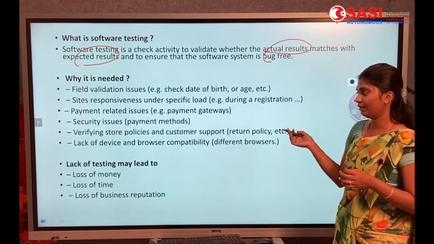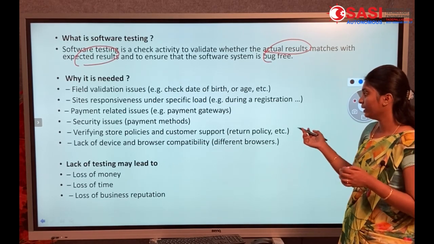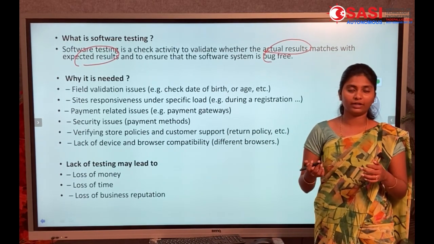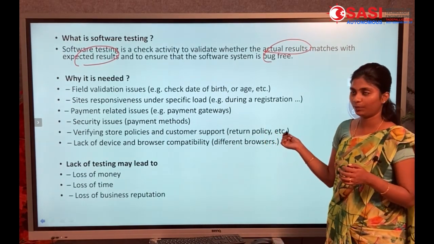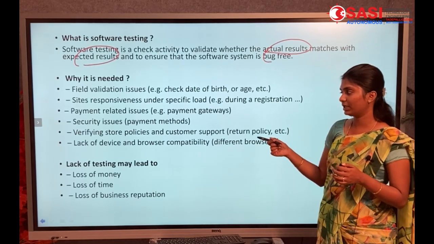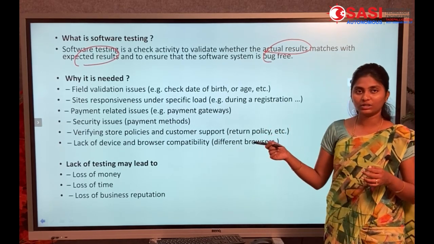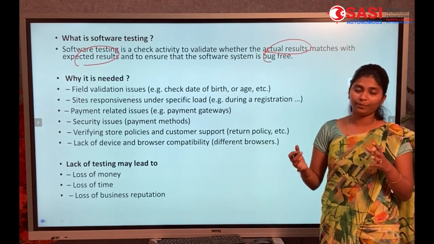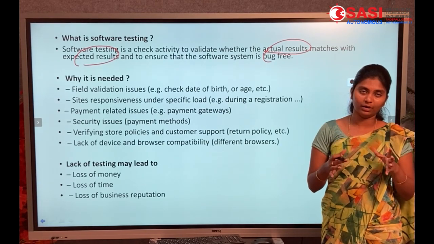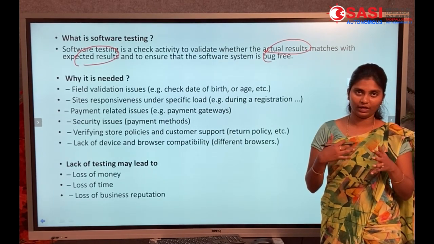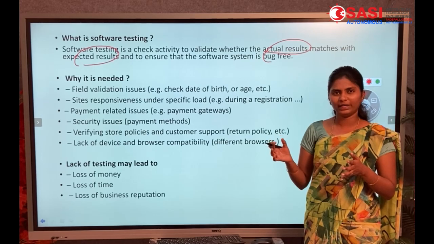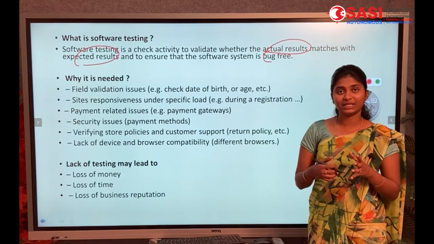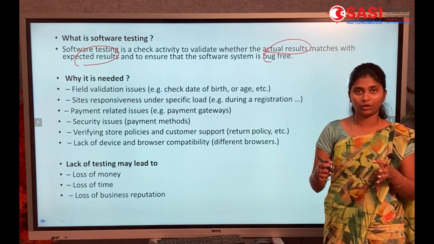Next one, verifying policies and customer support. In a telephone organization, for example, we can see customer support and policies. The last one is browser compatibility. Browser compatibility is when we use different browsing techniques and open some web page, and unwanted data is recognized on the right side or the left side. So we can easily identify whether a website is bug free or not.